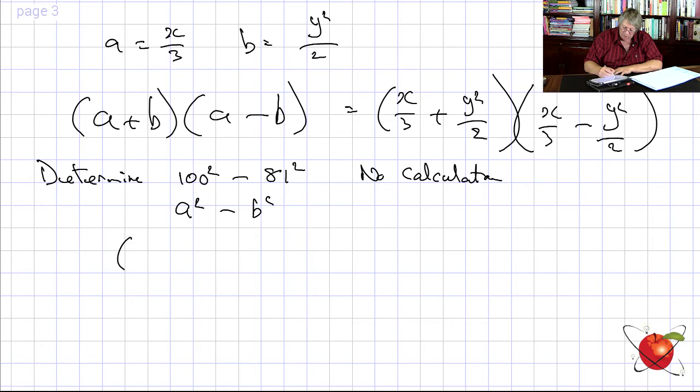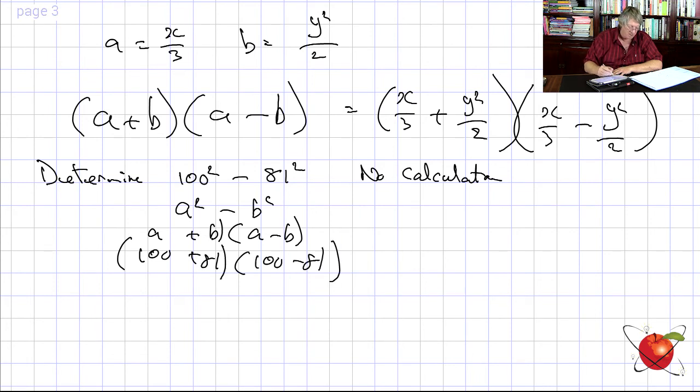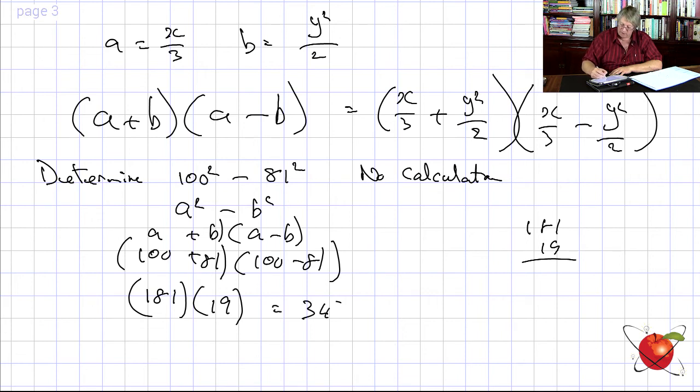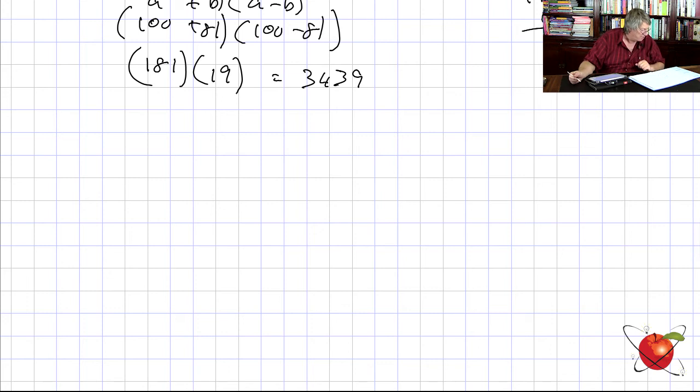That is going to be 100 minus 81 times 100 plus 81, a minus b times a plus b. 100 plus 81, 100 minus 81, which is 181 multiplied by 19. Then you're going to multiply that out. You'll do your 181 times 19, whatever, and your answer comes to 3439, right? What do we mean by all this? Well, that's the difference of two squares, isn't it? Here's another example for us on the difference of two squares.